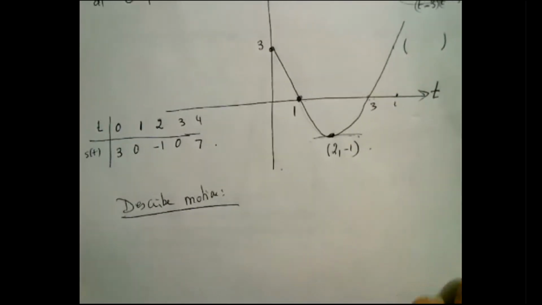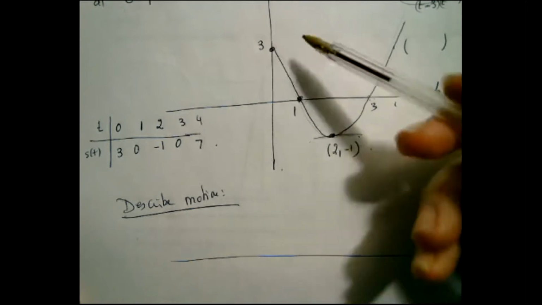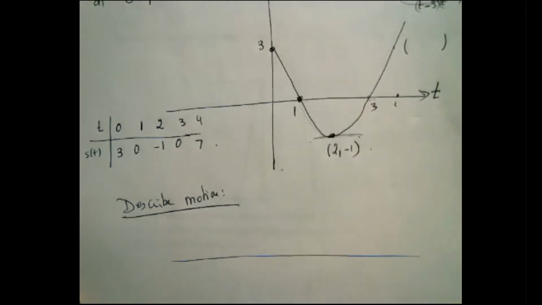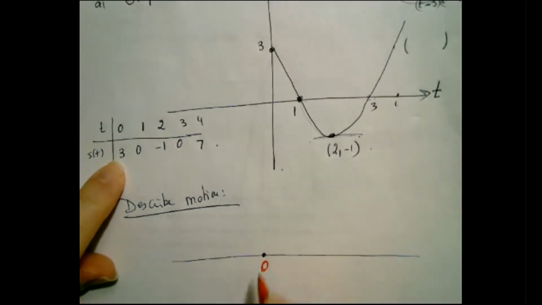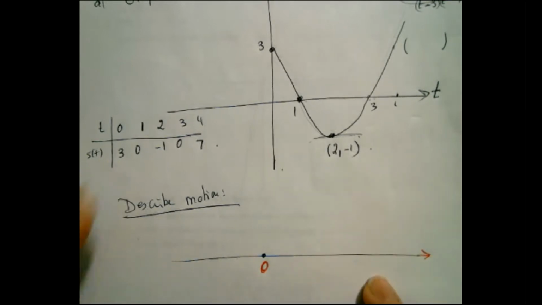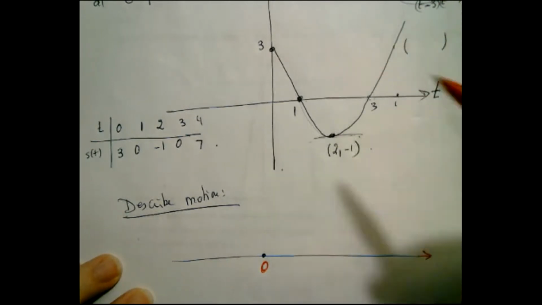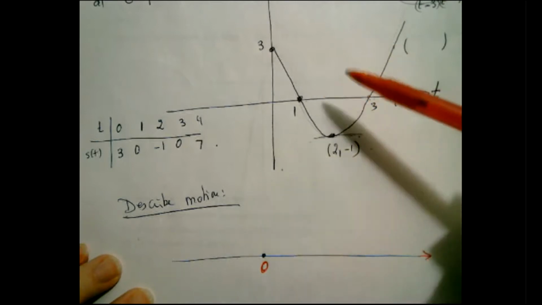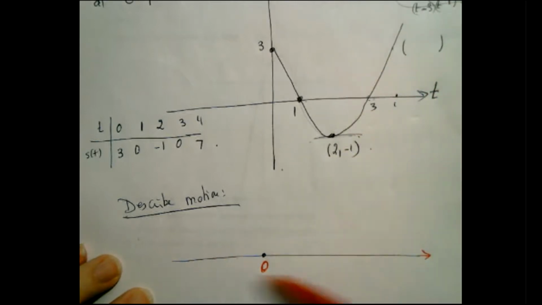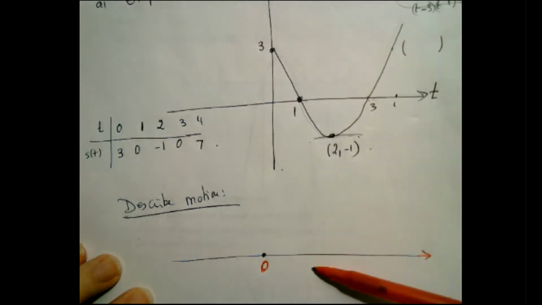Now describe the motion. Let us remember that the object is moving along a line. That's where my object is. And this gives me where it is with respect to a reference point. So let me call this my reference point. Everything is with respect to that. And going to the right is the positive direction. So that's the line of motion, and that's my direction. And now let us exactly describe where this object is moving. This gives me information about the position.